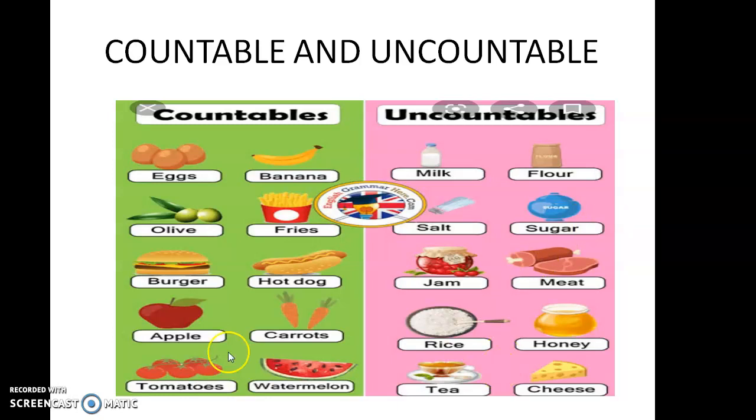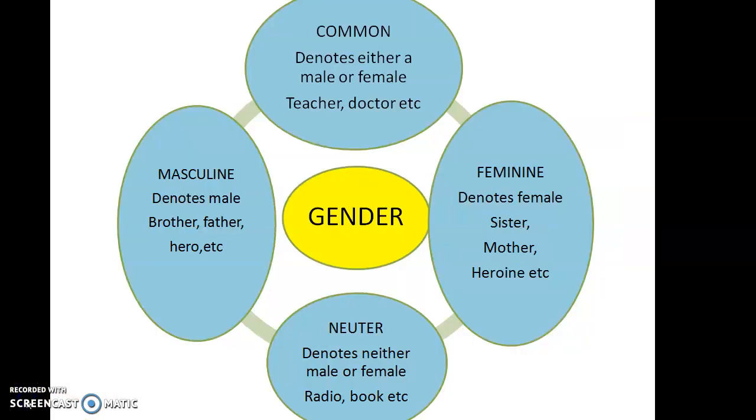Now, what is going to be next? After countable and uncountable nouns, our next topic is gender. Gender, from first standard you are reading this topic, and you can easily identify it. There are 4 genders we are going to learn. Number 1 masculine, number 2 feminine, number 3 common, number 4 neuter.